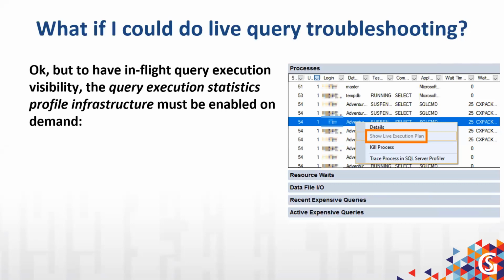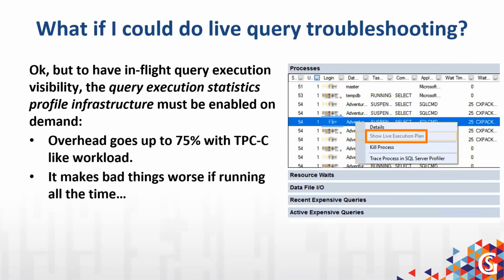And that's because to have visibility over that in-flight query execution, we need to enable something that's a mouthful. It's called the Query Execution Statistics Profile Infrastructure. Now, in essence, that has a lot of overhead, and it would make a bad thing even worse, because if I'm already running in a CPU-bound system, by enabling this infrastructure for the purpose of looking at live plans, I would add so much overhead, I can actually tip over and make the SQL Server just be almost unresponsive. So we've also understood that.